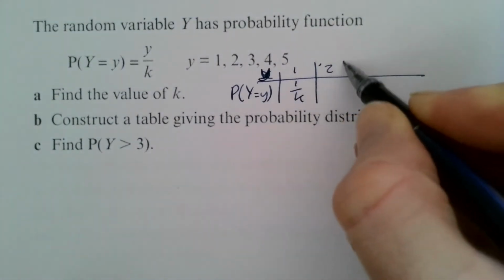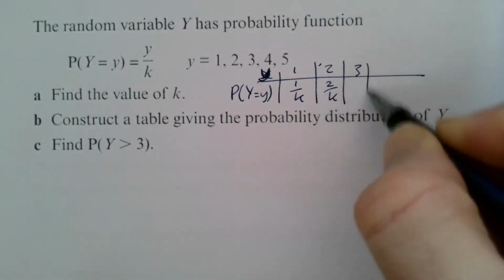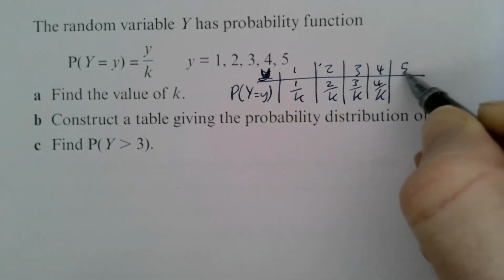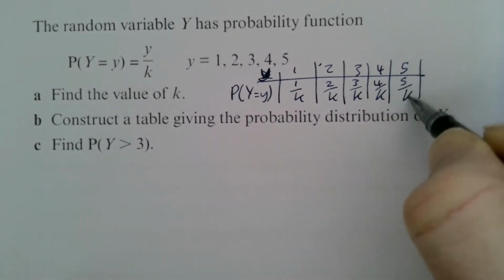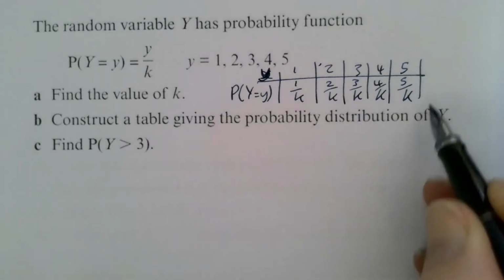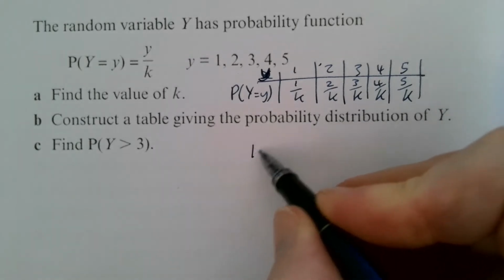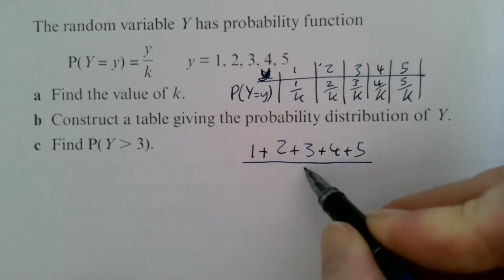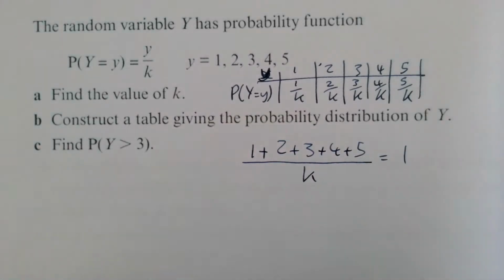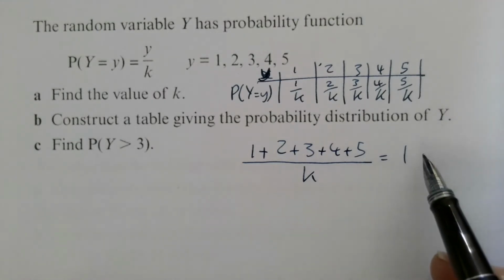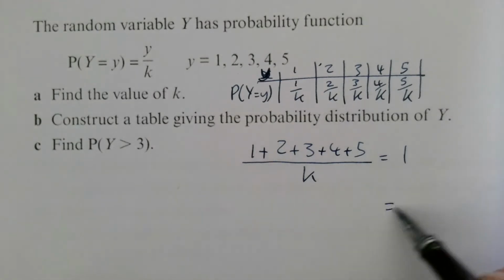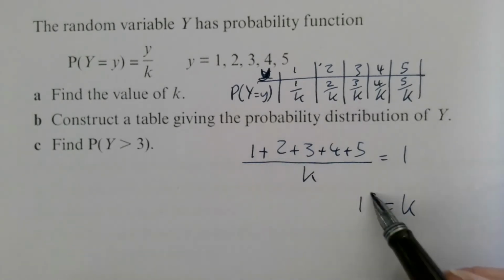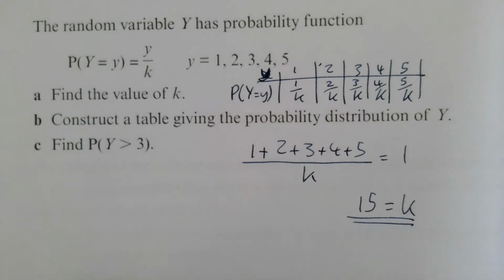For 2 it'll be 2 over k. For 3, 3 over k. 4, 4 over k. And 5, 5 over k. Now all of these probabilities have to add up to 1, so looking back at how we did it the time before, I just wrote all the numerators over the common denominator, is equal to 1. Then it's quite easy to see if we multiply both sides by k, we'll get k on that side, add up the numerators, 9, 12, 14, 15, you should have k being equal to 15.